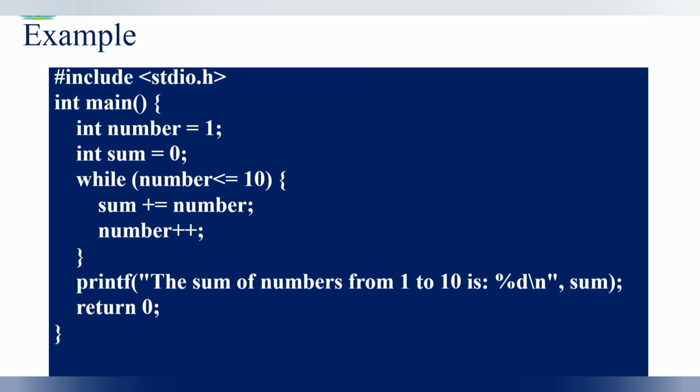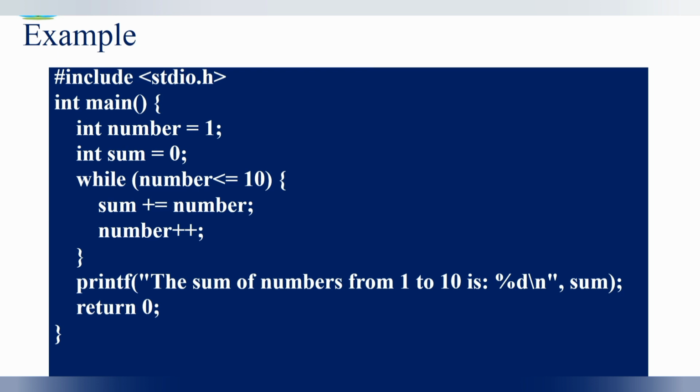Inside the while loop, the current number is added to the sum variable using the compound assignment operator plus equal to. This accumulates the sum of the numbers from 1 to the current number. The number variable is incremented by 1 using the increment operator, which ensures the loop progresses to the next number in the sequence. Once the loop has iterated through all the numbers from 1 to 10, the loop terminates and the program proceeds to the next line.